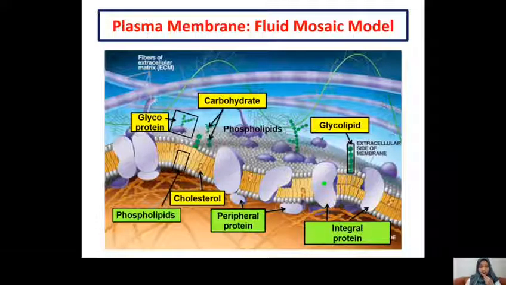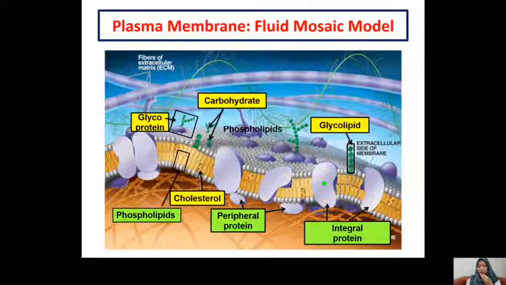Alright, let's focus on the green things here, which are the carbohydrates. You can see here the carbohydrate is attached to one of the globular proteins. Since it is attached to proteins, we call it glycoprotein. If we look here, the carbohydrate is attached directly to the phospholipid. Hence, we call it glycolipid.